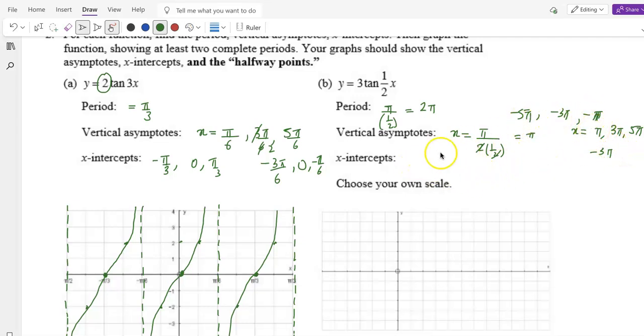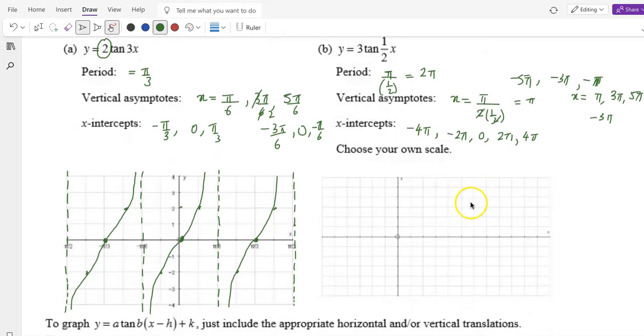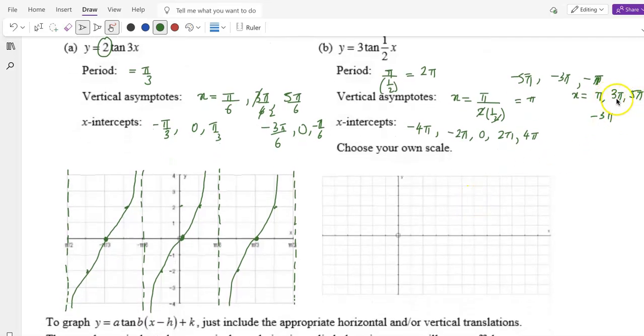So what will that be? The midpoint of minus 5 and minus 3 is minus 4, so minus 4 pi, because minus 5 plus minus 3 is minus 8, divided by 2 is minus 4. Then this one would be minus 2 pi. Then minus pi and plus pi gives 0, and then 2 pi. And then 4 pi, because the midpoint of 3 and 5. Right, I just didn't see the 5 there yet.